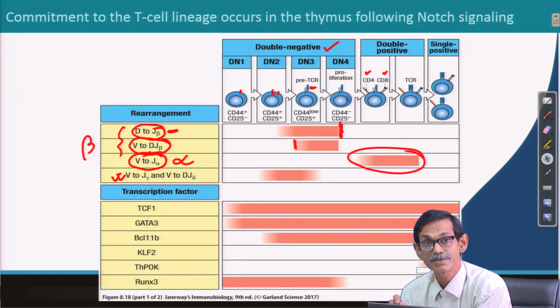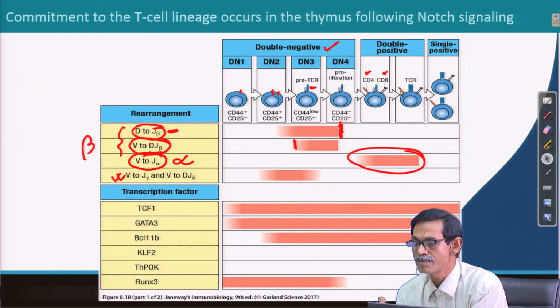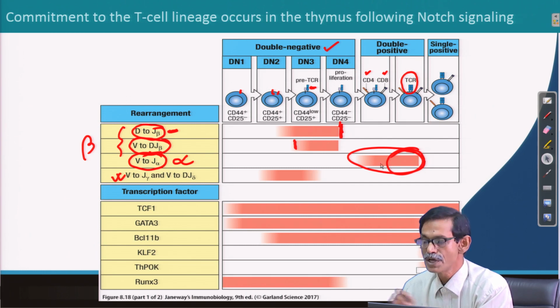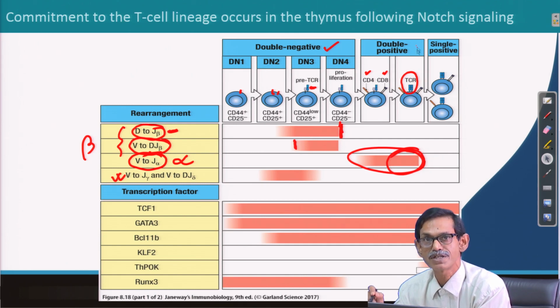After that what happened? More interesting. Then this cell expresses both CD4 and CD8. It was not there, then suddenly both CD4 and CD8 come. At this stage you see the alpha chain is not there yet; it is still pre TCR. Then CD4 and CD8 both are there, and the alpha chain is complete. That means a complete TCR is formed. So, initially it was double negative, now it is double positive.